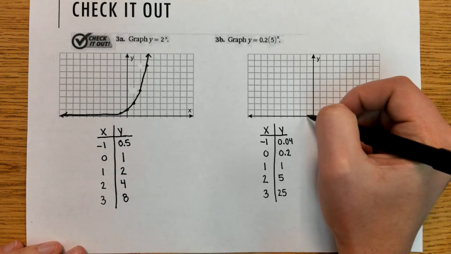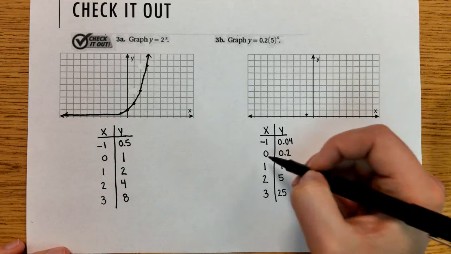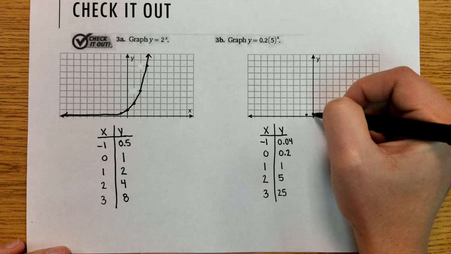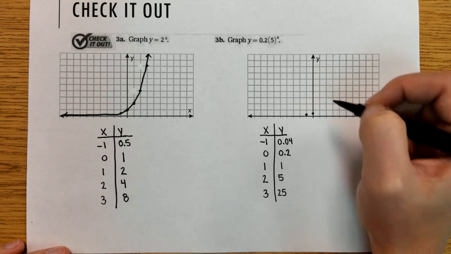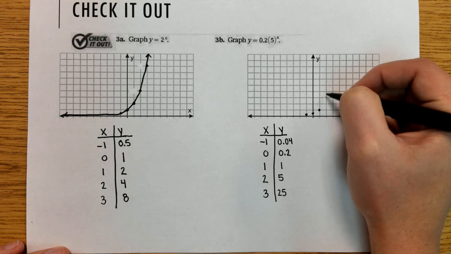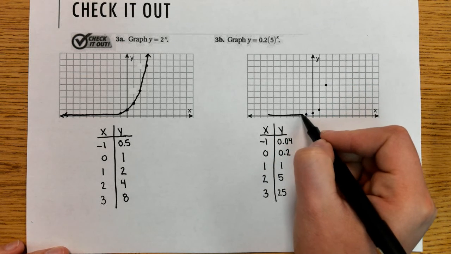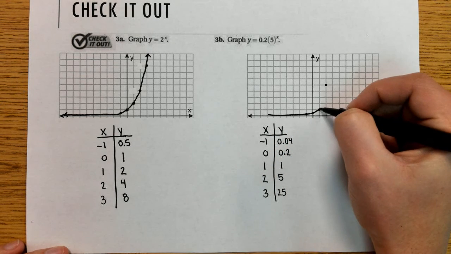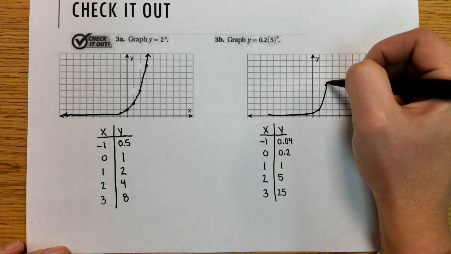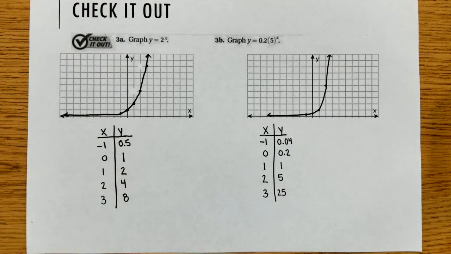So -1, and then I'm going to be pretty close to that x-axis. And then 0.2, so again, pretty close to that x-axis. 1, 1, and then 2, 1, 2, 3, 4, 5. So we're going to get really, really close to this x-axis, start coming up, and then it goes up really quick. So that will be our exponential function for b.